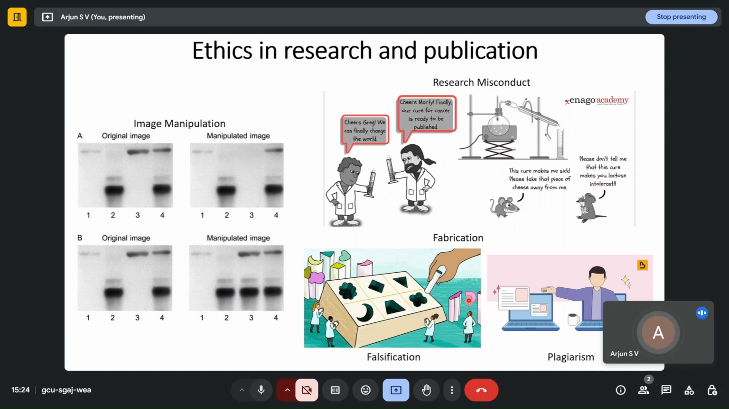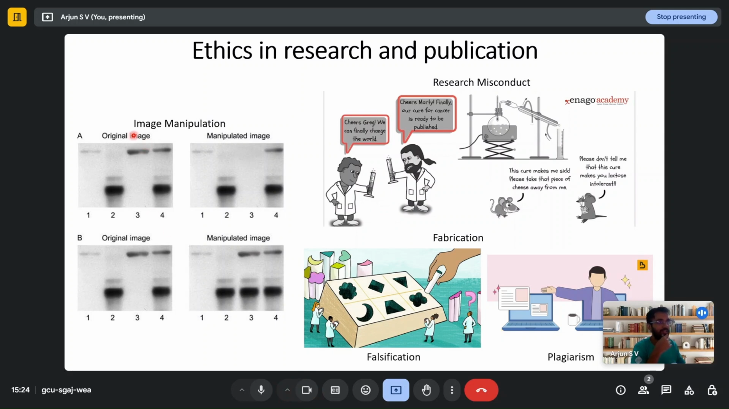And then towards the last part of the lecture, we saw more about ethics and research and publication. We discussed reasons for scientific paper retraction. The course instructor started with the fact that a lot of scientific manuscripts are being retracted in recent times, and we also saw how those scientific paper retractions are happening.